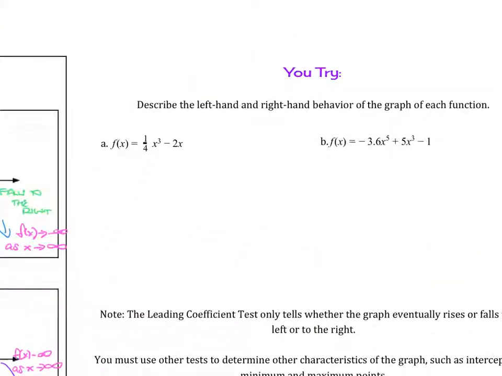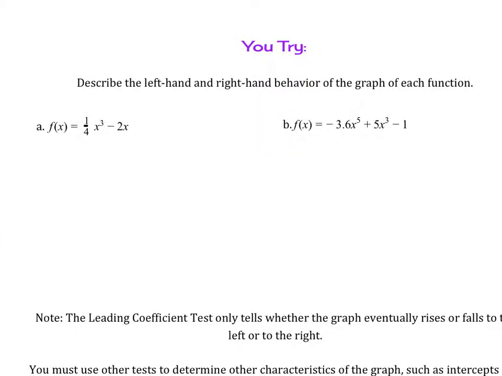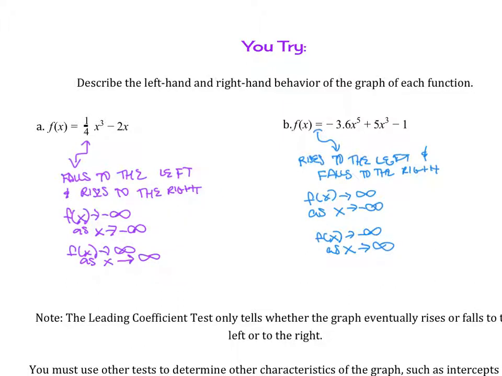You could try these examples here if you'd like. You can pause the video and I'll give you the answers when you come back. The first one is odd positive, so it falls to the left and rises to the right. And then on letter B, it rises to the left and falls to the right. It's negative and still odd.